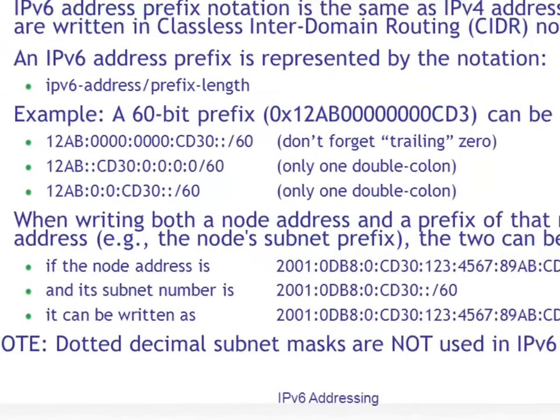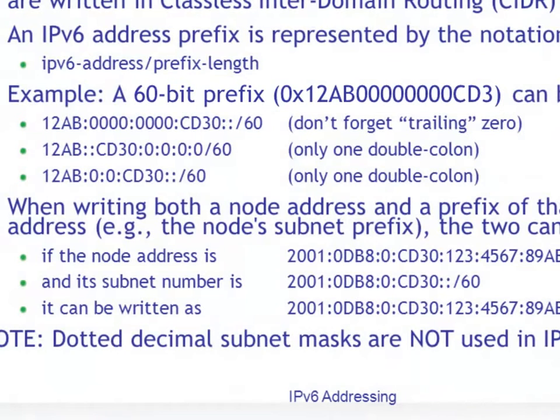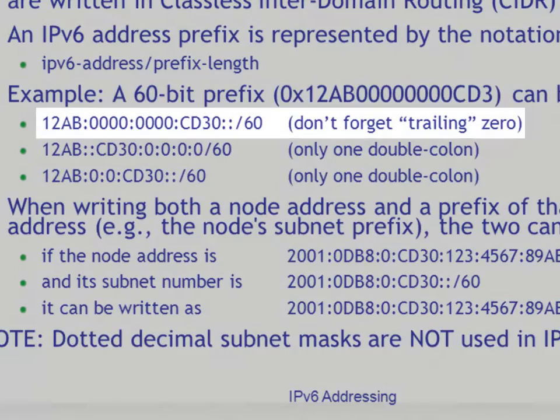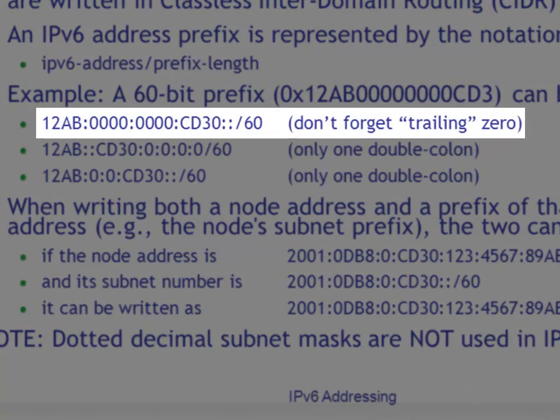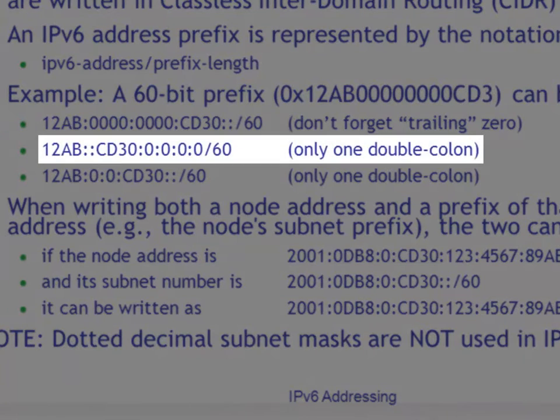As you can see here, if we have an example prefix of the hex 12AB followed by some zeros, then CD3, and we wanted to indicate that it was a 60-bit prefix, there are different ways of representing it. For instance, in the first example, remember the trailing zeros cannot be omitted. In fact, that's the whole prefix completely written out. In the second example, double colons have been inserted to represent the two 16-bit blocks of zero, but of course that can only be used once.